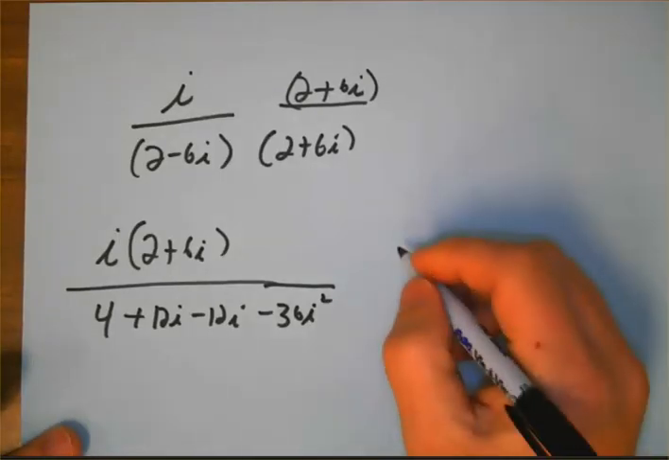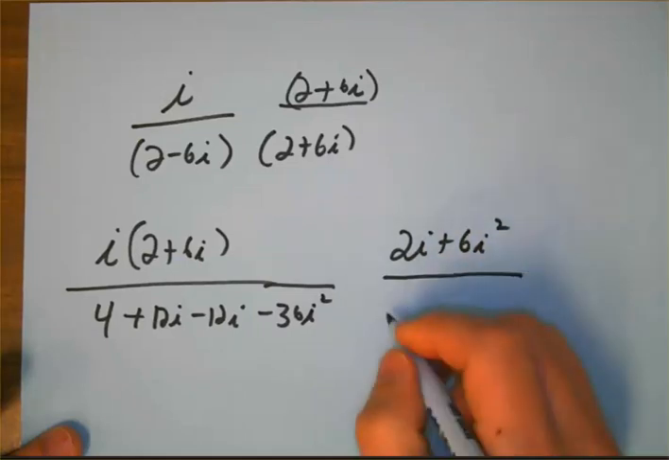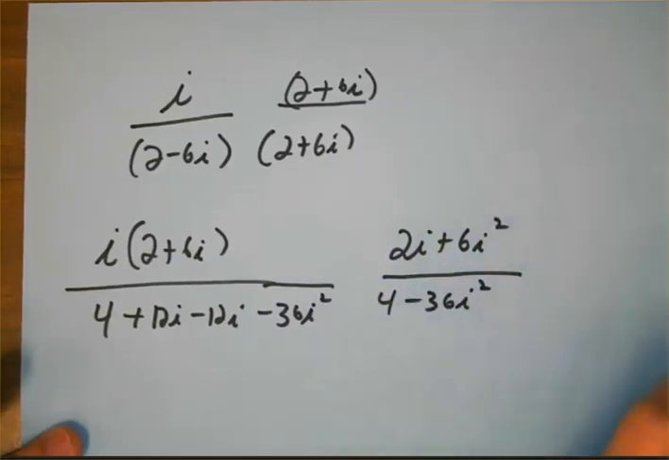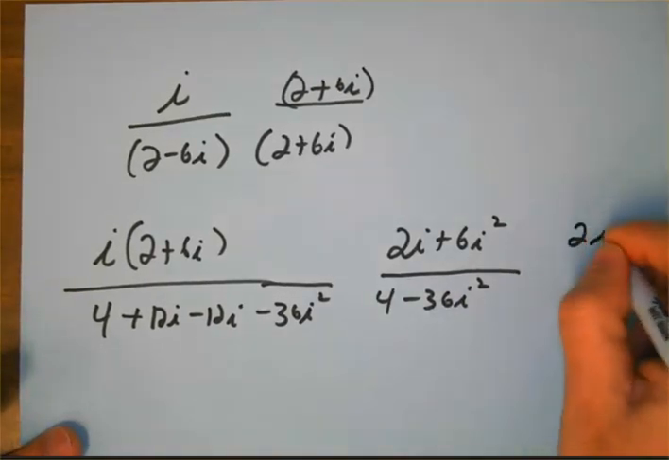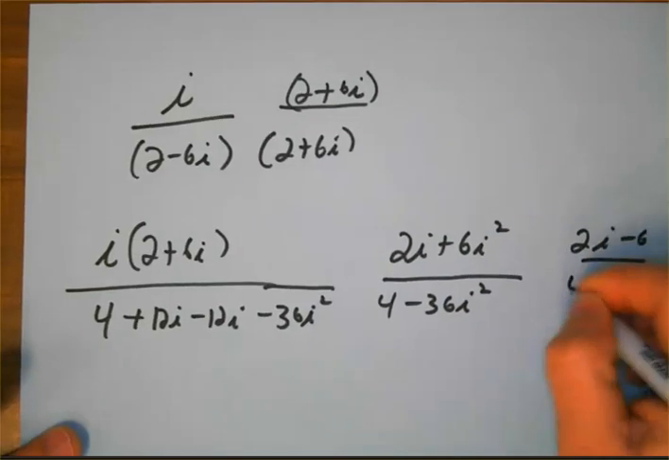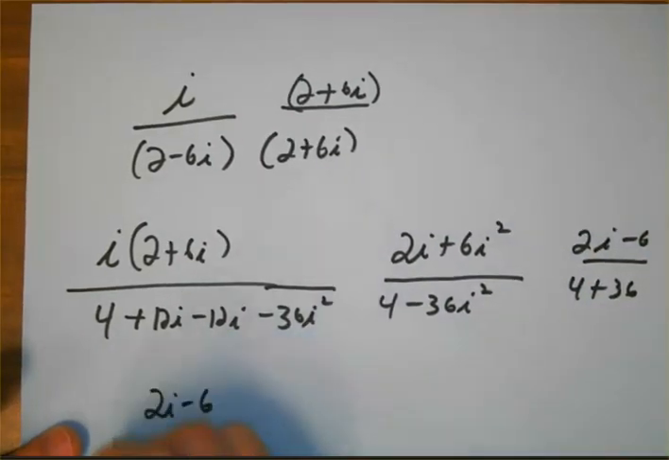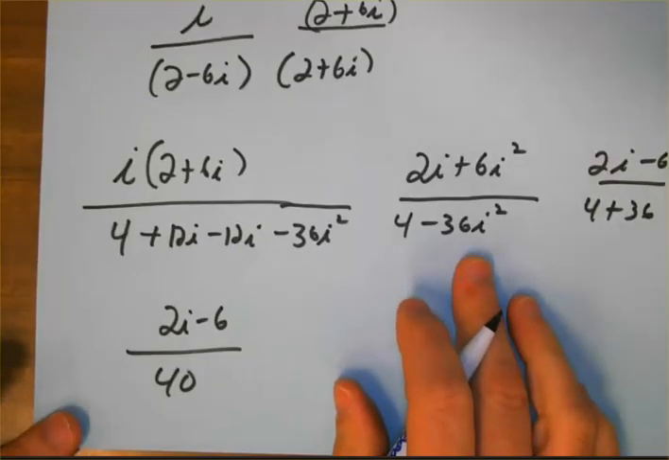So the upstairs gives me 2i plus 6i squared. We'll deal with that in a minute. The bottom gives me 4 minus 36i squared. Well, i squared is negative 1, so negative 1 times negative 36 is positive 36, so it gives you 2i minus 6 over 4 plus 36. So what does that give you? 2i minus 6 over 40, right?